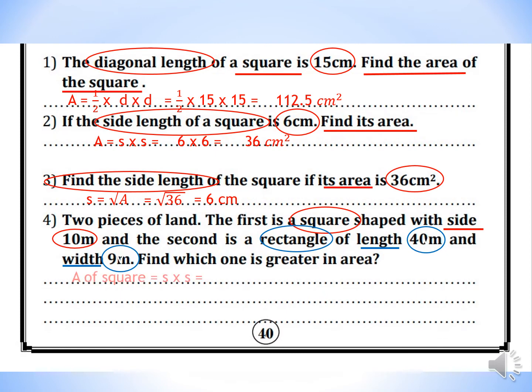First, I will find the area of the square. The area of the square equals side times side. So it will be 10 times 10 equals 100 meters squared.